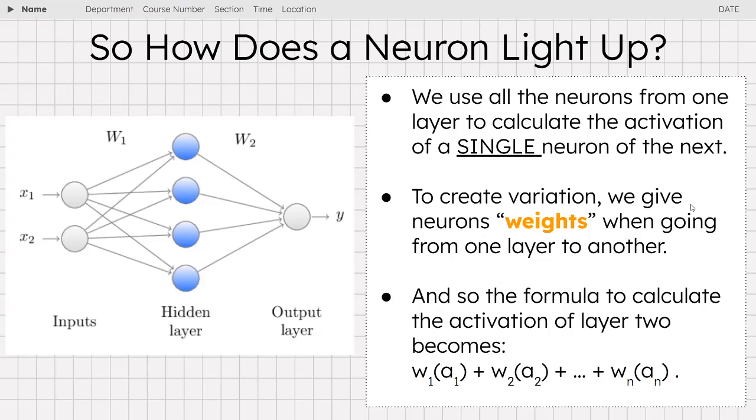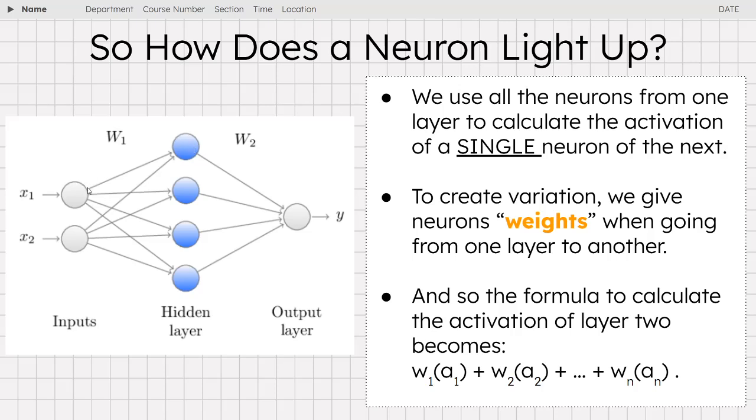So how does a neuron light up? As I mentioned before, all of the neurons from the previous layer are used to calculate the next layer, but only a single neuron at a time. So these two calculate this, these two calculate this, these two calculate this. But you may ask, if we are always using the same neurons from the previous layer, how do we give different values for the neurons in the second layer? Well, the answer for this is weights. We give them weights from going from one neuron to the next layer. We give them different weights so that they could calculate or give us different numbers.